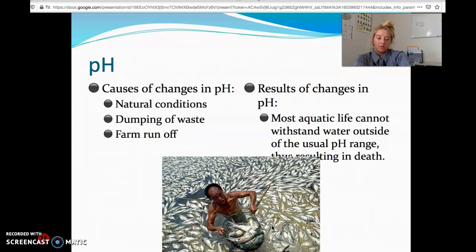One of the problems with this change in pH is that most aquatic life cannot withstand water outside the usual pH range, thus resulting in death, like the fish right there that man has caught.